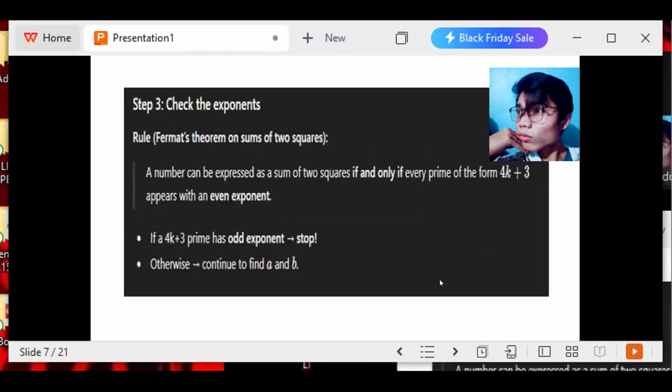So let's proceed. Check if the exponent is an even number. There's a rule in this one: Fermat's theorem on the sum of two squares. A number can be expressed as a sum of two squares if and only if every prime of the form 4k plus 3 appears with an even exponent. Otherwise, if a 4k plus 3 prime has an odd exponent, you stop the solution immediately. There is no sum of two squares for that given number.